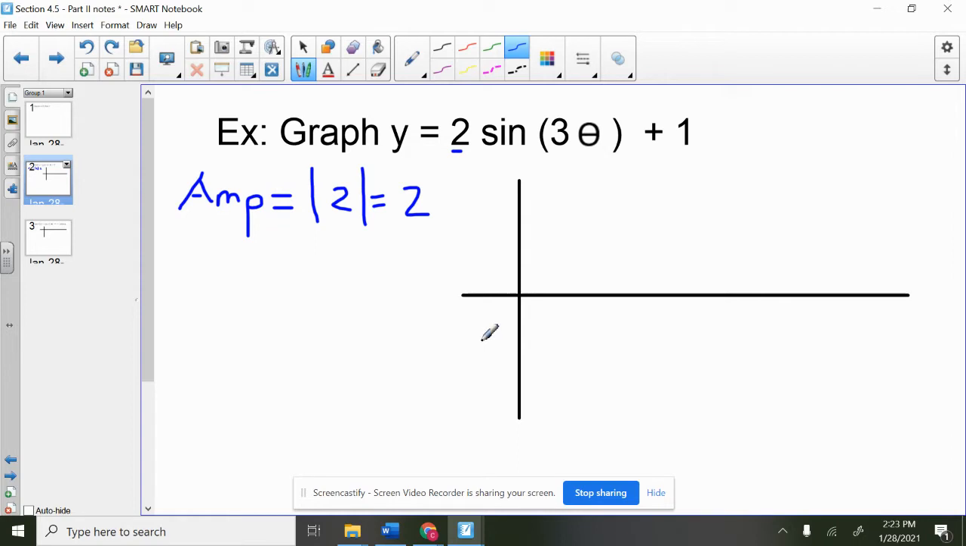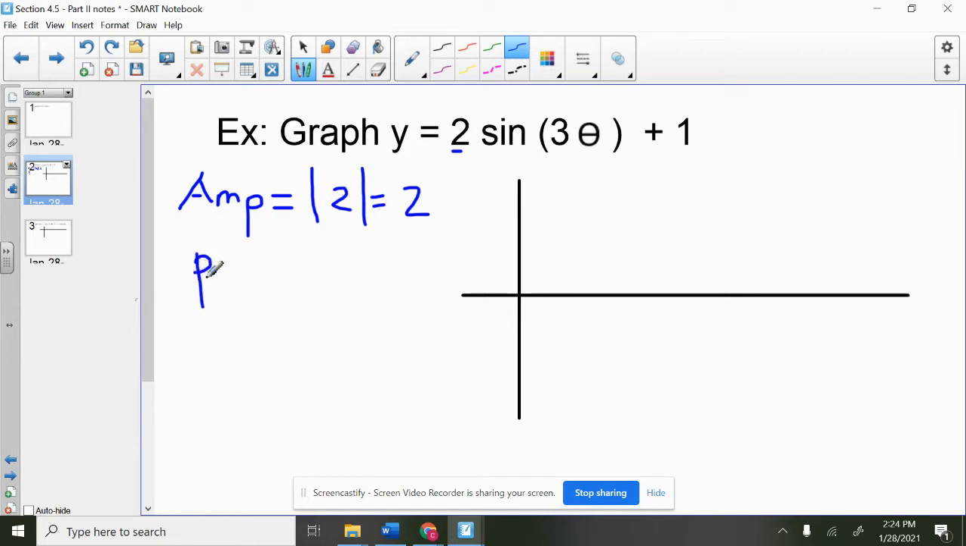The midline is going to be important, but it's going to change a little bit. Yesterday, the midline was always on the x-axis, or theta axis. In this case, that's going to change a little bit. From there, you go up 2 and down 2, depending on where your midline is. And that is important, especially when the numbers in front are negative.